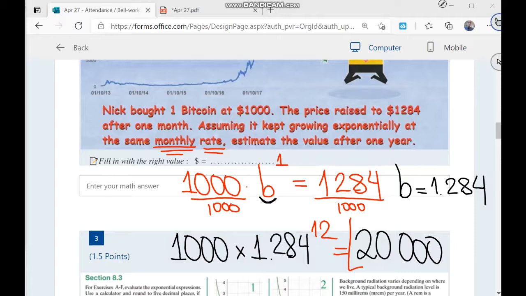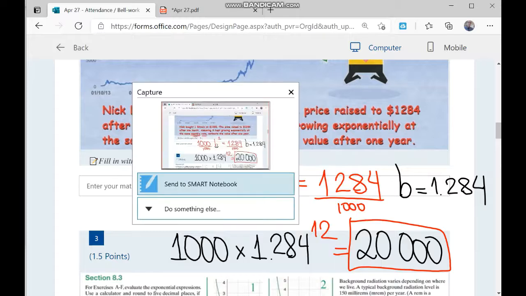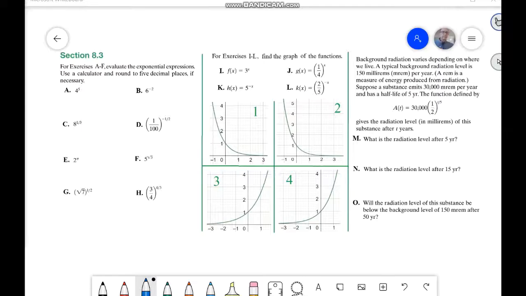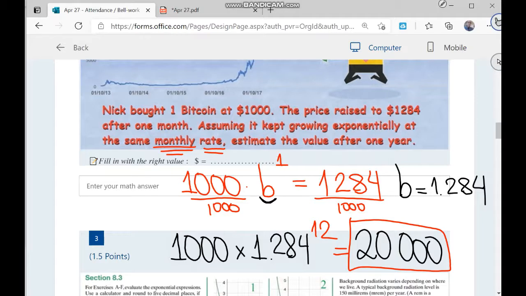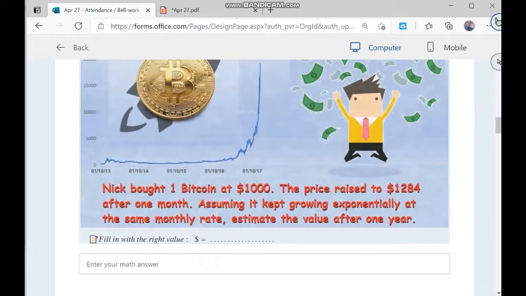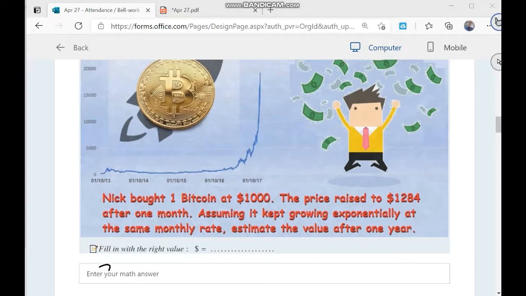$20,000. That's a very good investment. You don't find easily investments like that, from 1,000 it grows to 20,000 in just 1 year. This is a very, very good investment. And the right answer is 20,000. So you're gonna write down here $20,000.